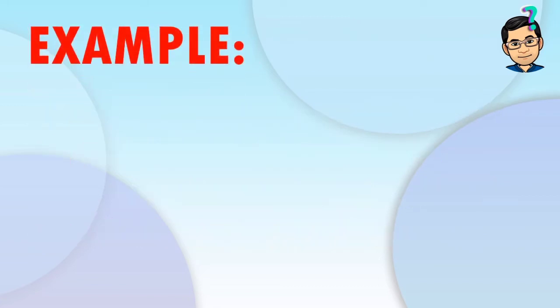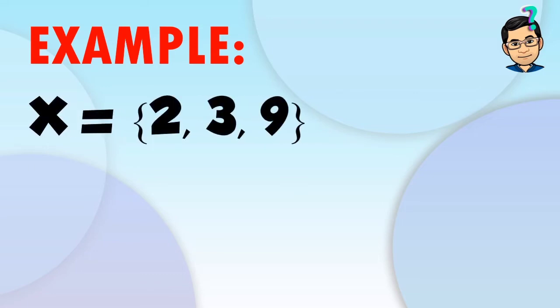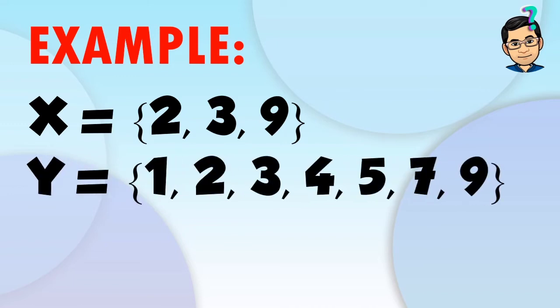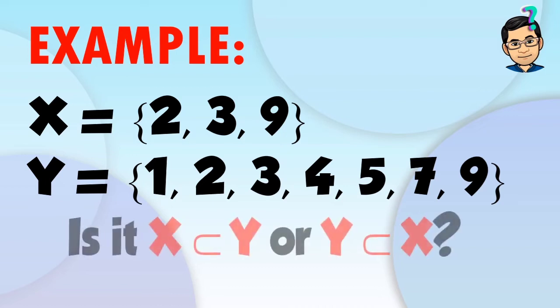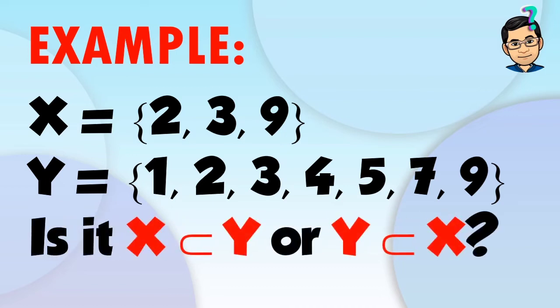So, let's have example para mas maintindihan nyo. The elements of X are 2, 3, 9, while the elements of Y are 1, 2, 3, 4, 5, 7, 9. Is it X is a subset of Y or Y is a subset of X? So, ang tamang sagot dyan is X is a subset of Y. Kasi, hindi naman lahat ng elements ng Y ay makikita sa X.